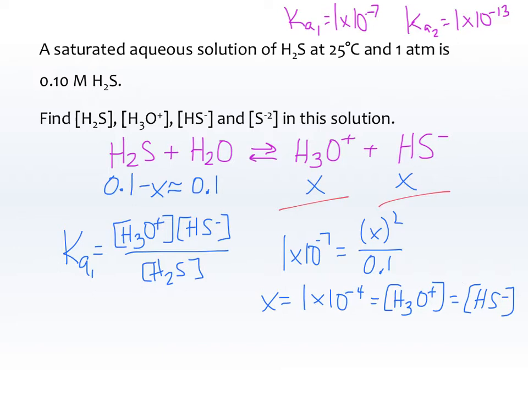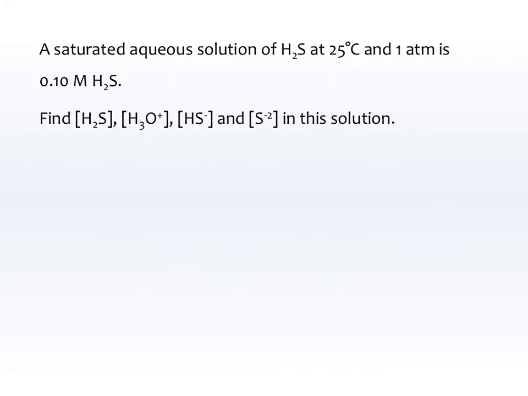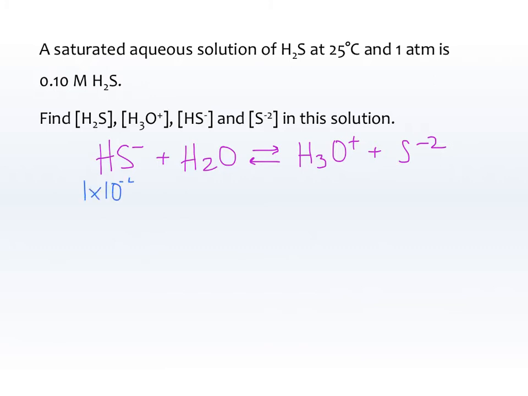Now let's look at the second dissociation. This time we're starting with the HS minus and water, and we're going to make H3O plus and S minus 2. So we just said that x was equal to 1 times 10 to the negative 4. And x was equal to HS minus and H3O plus. So that's how much of those two things we have at the beginning, initially, before this reaction starts. Then we'll minus x, and also make the approximation that x is negligible.